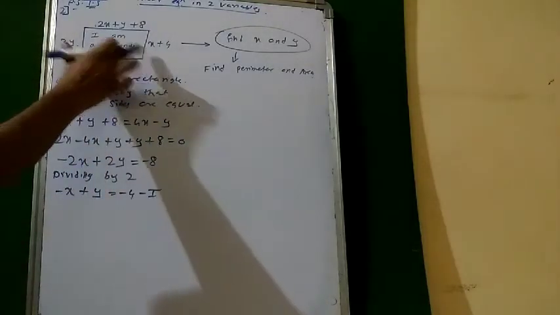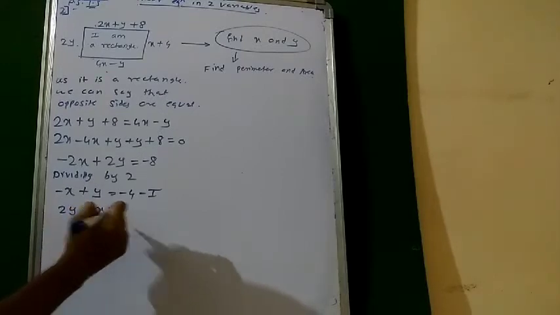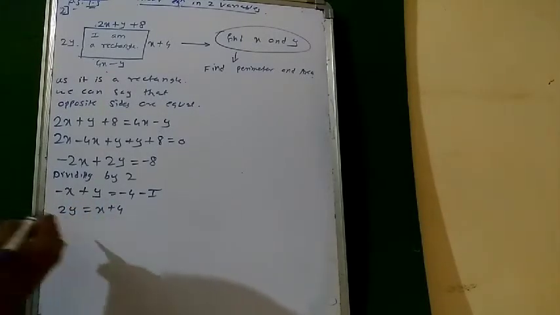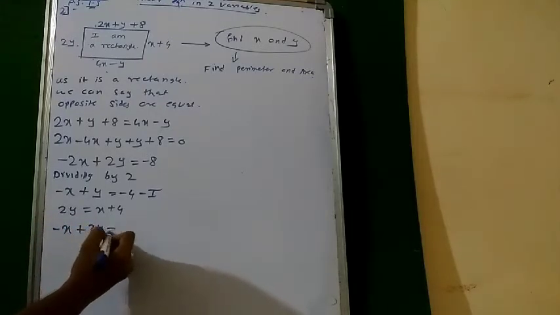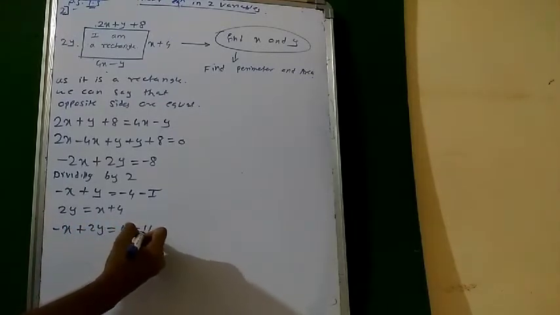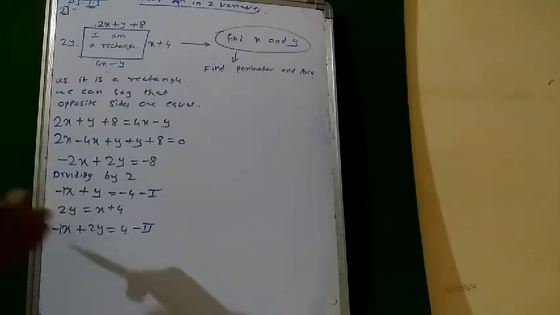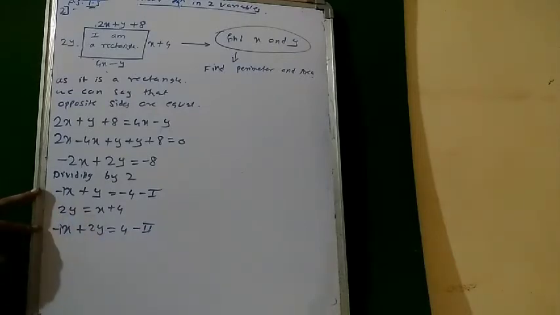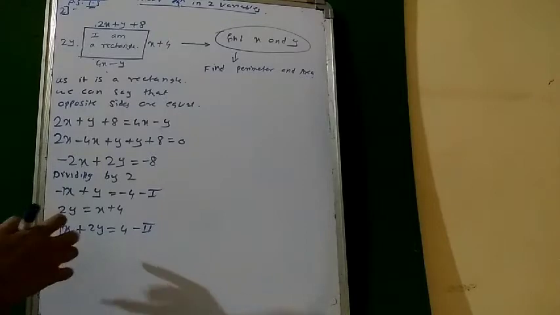Now for these two sides, 2y is equal to x plus 4, since opposite sides are equal. x will come here and become minus x plus 2y is equal to 4. Now we have 1 as the coefficient of x and the signs are also the same. If the signs are the same and the coefficient is the same, we can subtract equation 1 from equation 2.